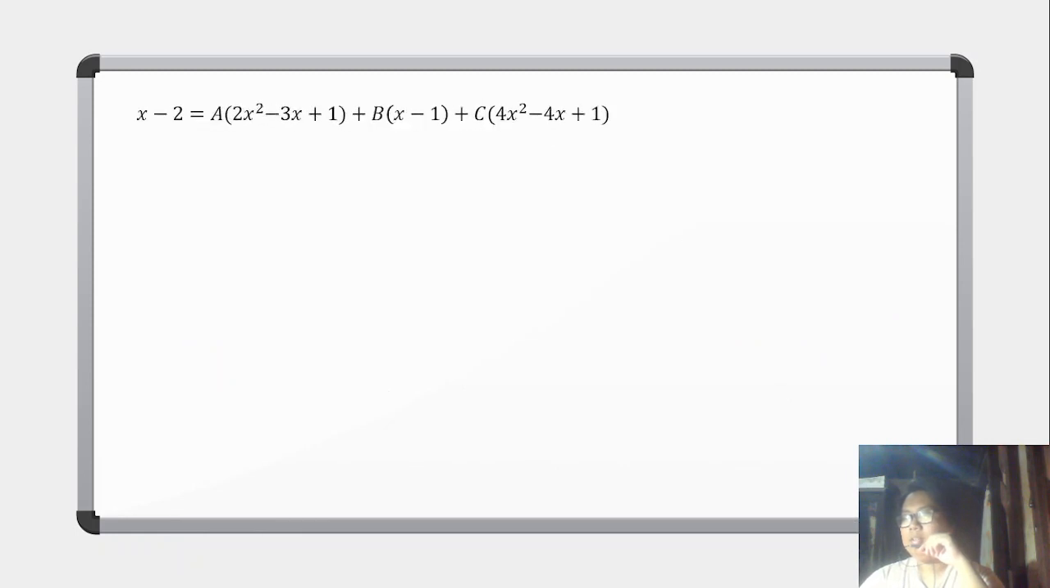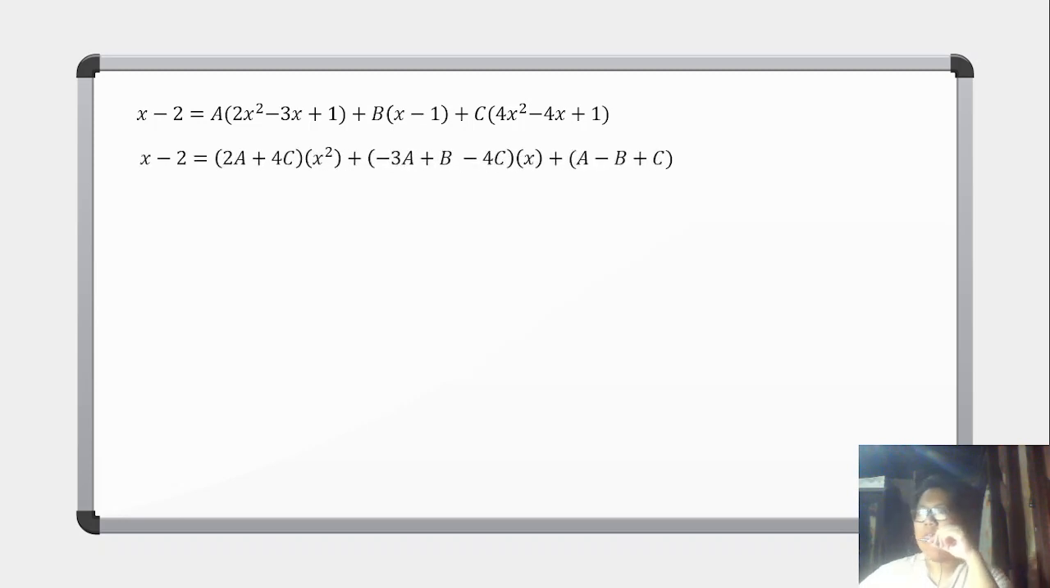And the next step is we're going to equate coefficients. For x squared, we have 2A, and we have another one, that would be 4C. For x, we have -3A + B - 4C. Next is the constant term, so we have A, negative B, and C. So we have A - B + C.